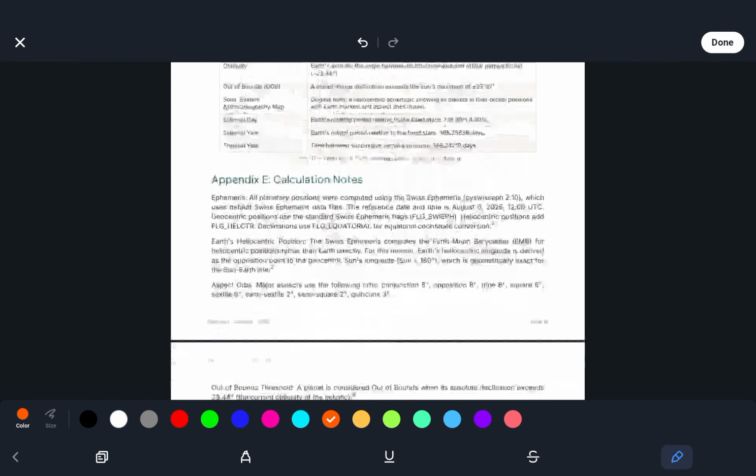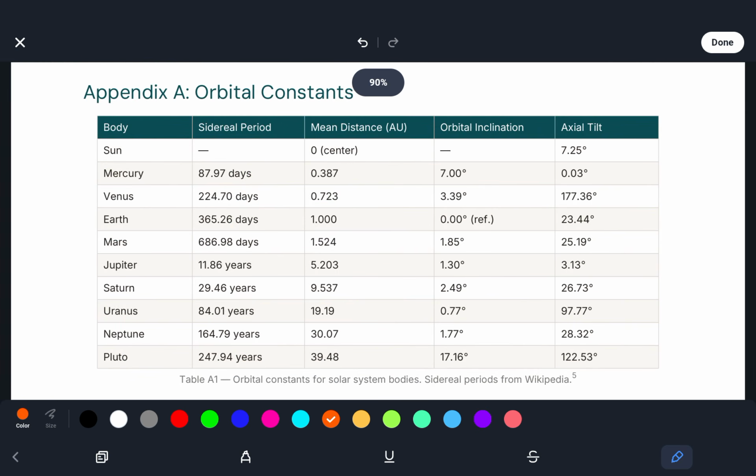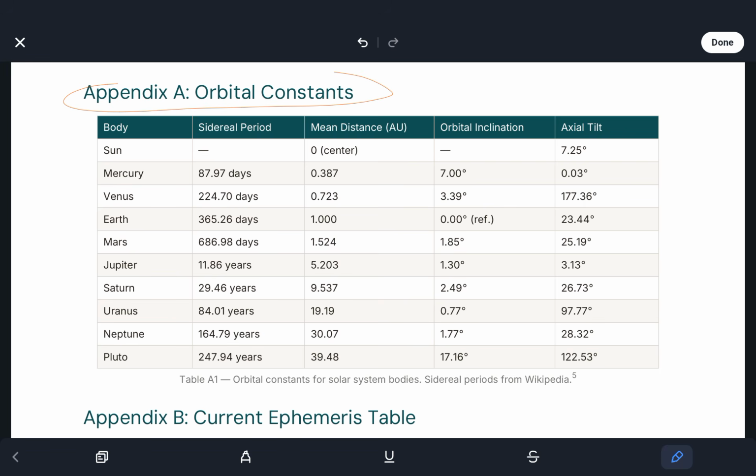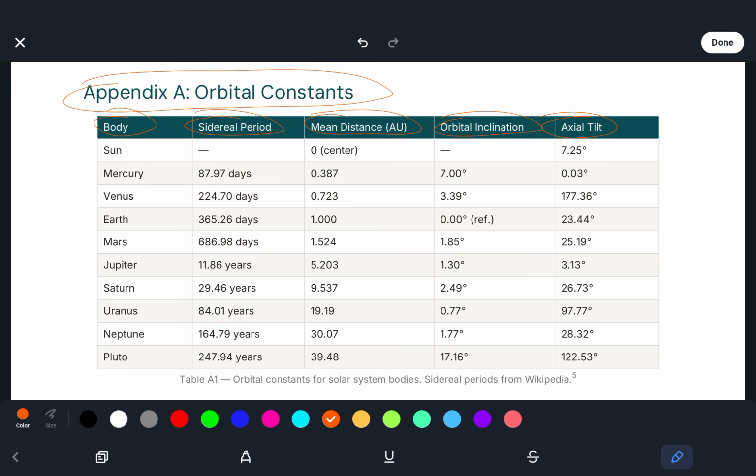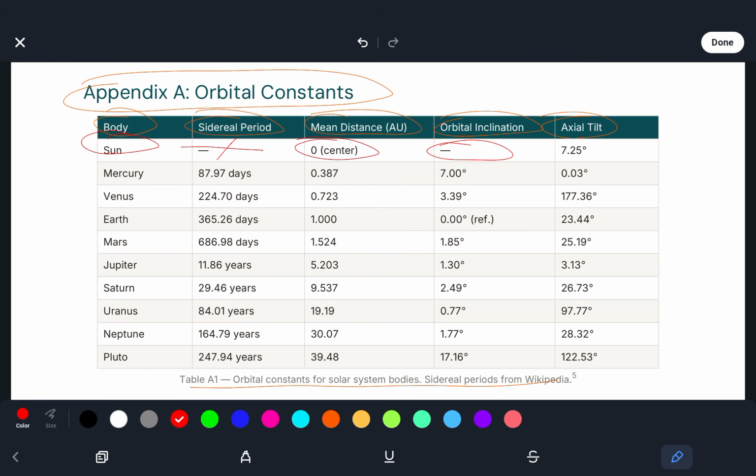We're going to go over these appendixes here, and then we'll be finished up. So, Appendix A is orbital constants. We're looking at the planetary body, sidereal period, mean distance, orbital inclination, and axial tilt. Orbital constants for solar system bodies, sidereal periods from Wikipedia. So for example, we see the sun doesn't have a sidereal period. It's at the center, 0, and the mean distance. Orbital inclination, there isn't one, and axial tilt is 7.25 degrees. You guys can continue to take a look at this if you'd like.